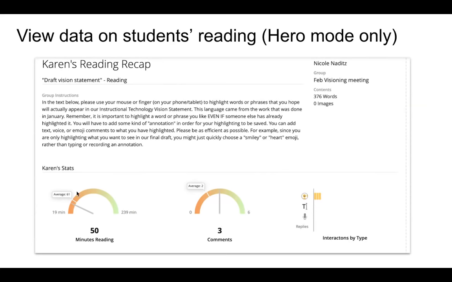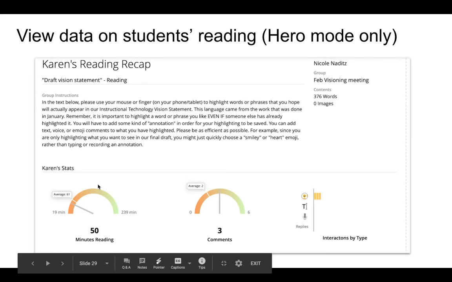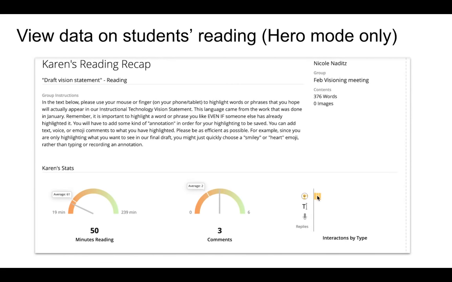This is an example of the reading recap. It gives you how many minutes the students spent reading, how many comments they made, and what types of comments they made. In addition, for each of these first two, it will actually give you the average. So Karen spent 50 minutes reading, but the average is 61. Karen made 3 comments, but the average is 2. But interestingly, her interactions by type are all emojis so far. But you'll see, if you work with a student who's done more robust work in there, you'll start to see a number of how many text, how many audio, how many times did they reply to someone else. This again is in the hero mode or paid licensed mode only.